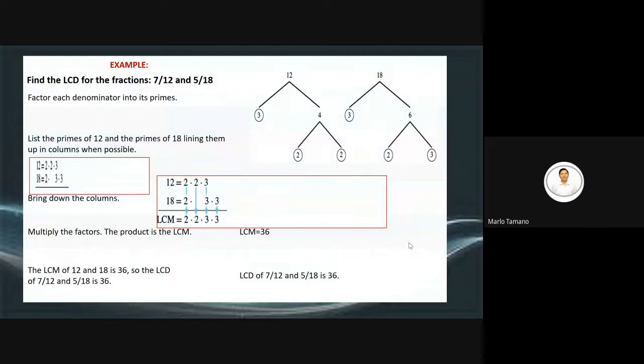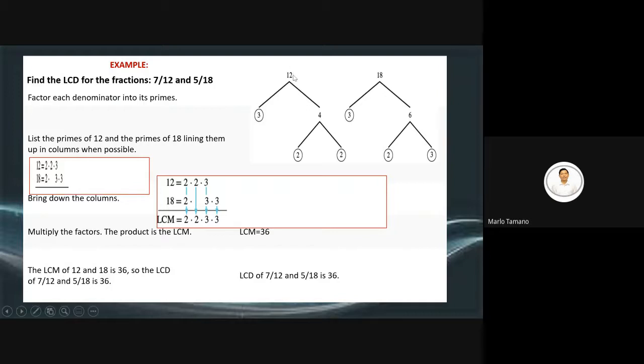For example, find the LCD of the fractions 7/12 and 5/18. Okay. Now, since we are looking for the LCD, yan pa yung 12 niya, yung denominator, at saka yung 18. Kahit alin dyan ang mauna ninyong gawin, na nakunin ang kanilang primes. So, factor each denominator into its primes.